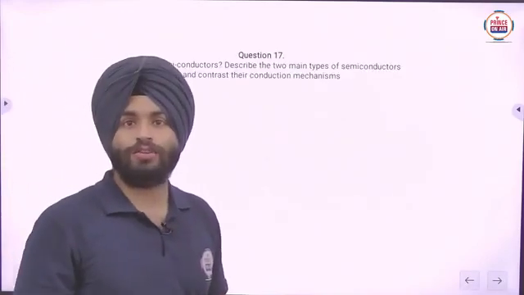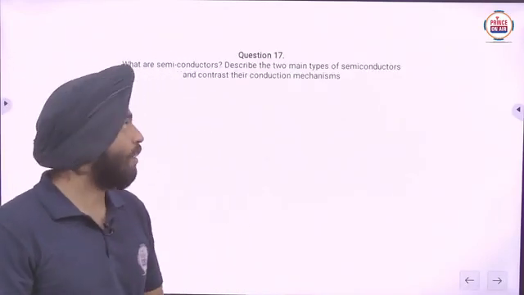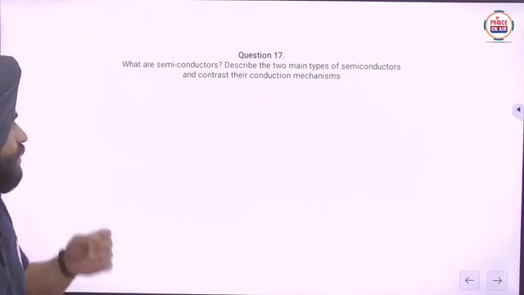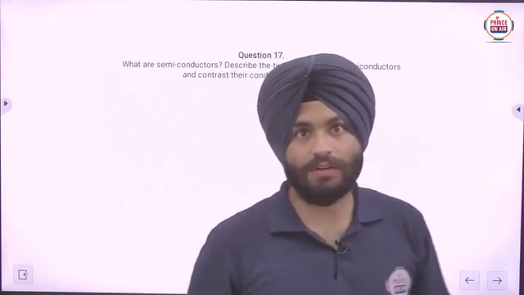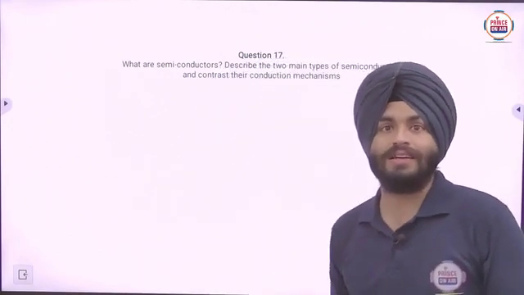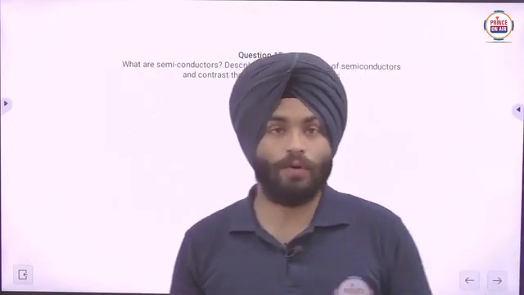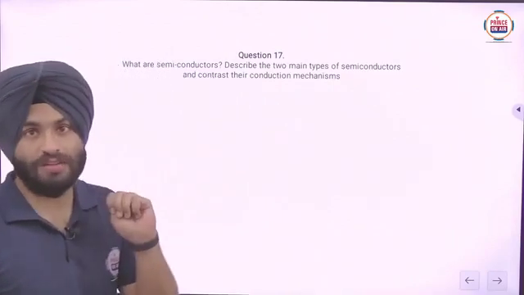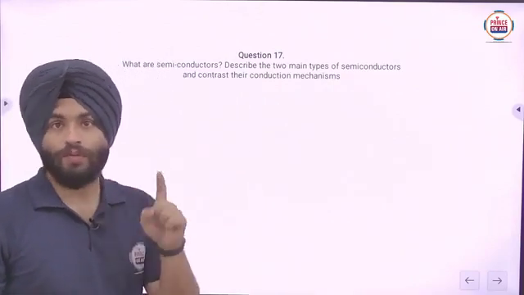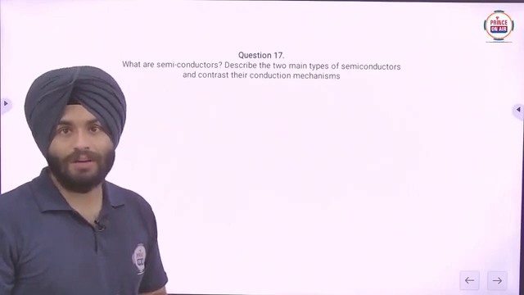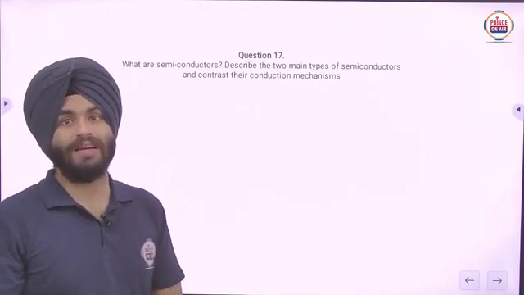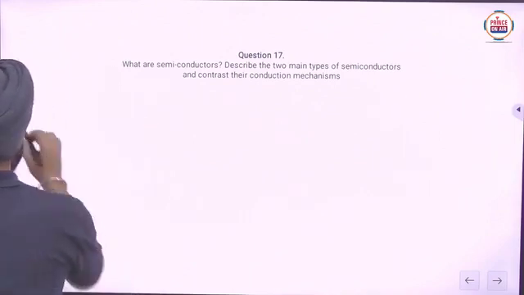The next question is: what are semiconductors? Describe the two main types of semiconductors and contrast their conduction mechanism. There are three parts in this one question. Firstly, we have to define semiconductors, and then we have to describe their types and also their mechanism.